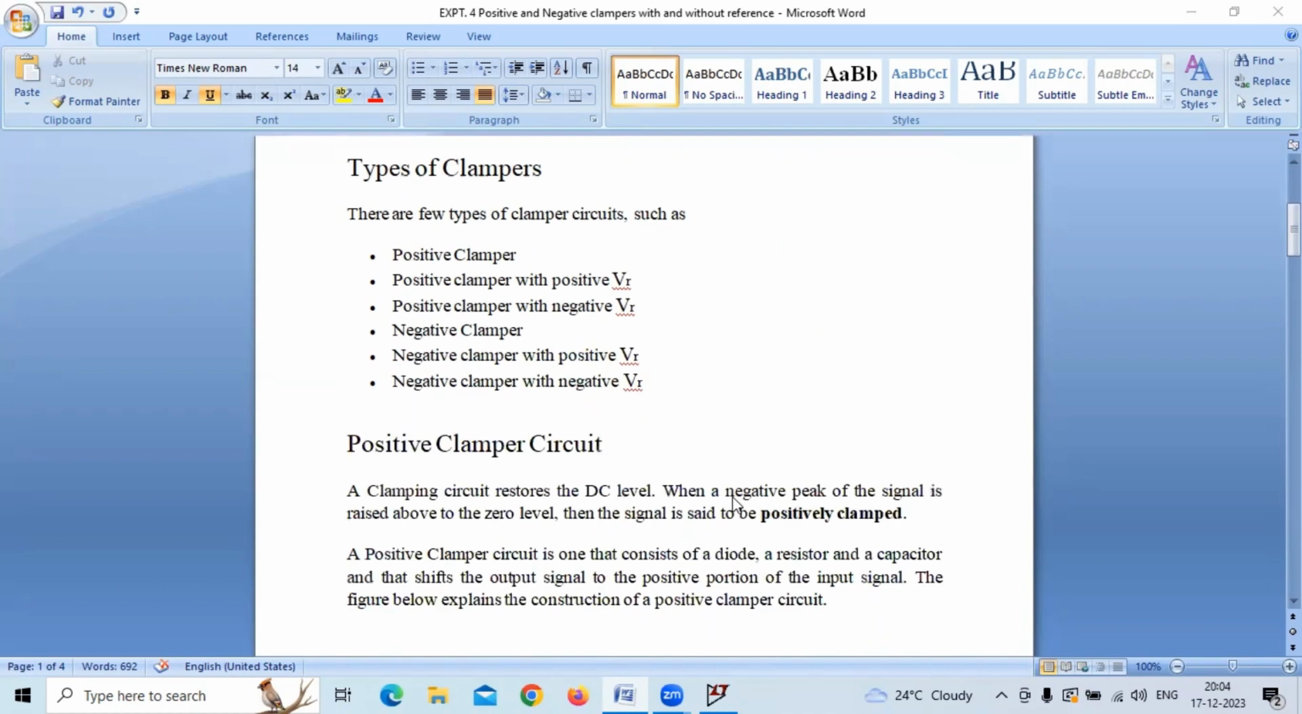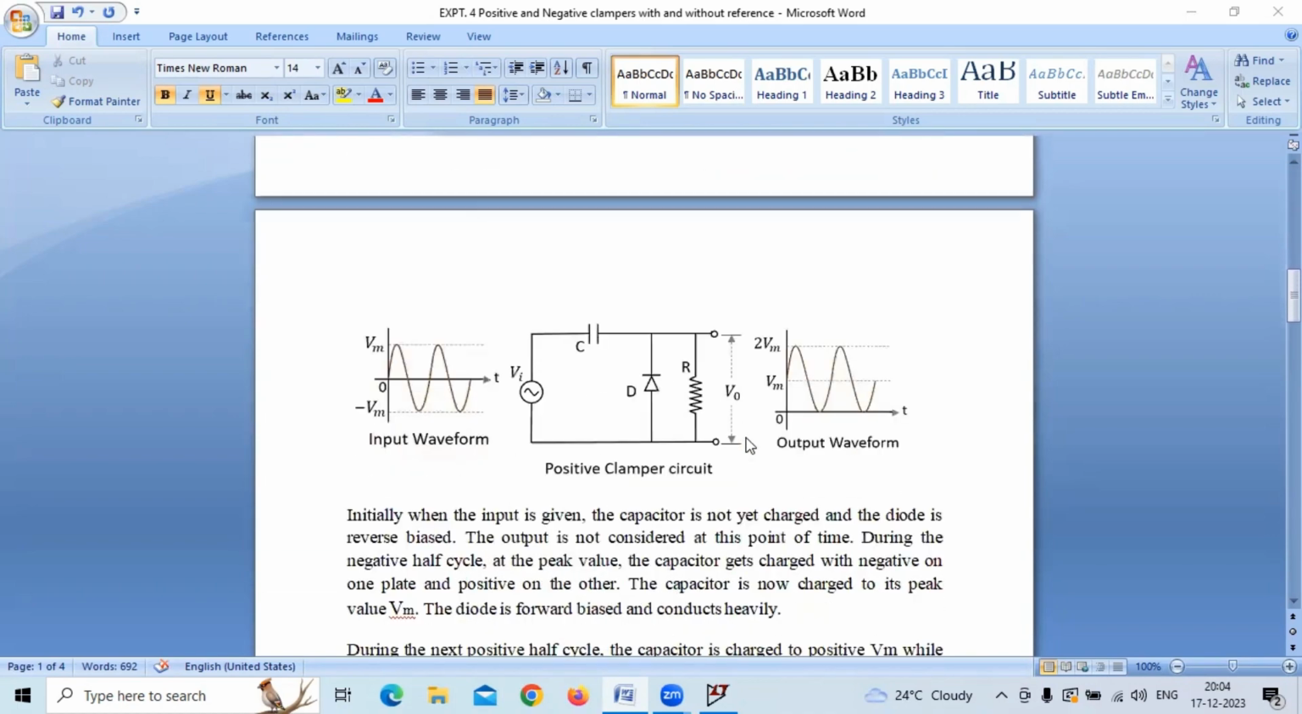If you look at the figure, if we have an input waveform like this, this is the DC level. This level will be shifted either above or below, depending on what kind of clamper circuit we are preferring. Here in this example, positive clamper circuit, it means we can see the output waveform level is shifted above. The zero level means the output waveform is above this level.